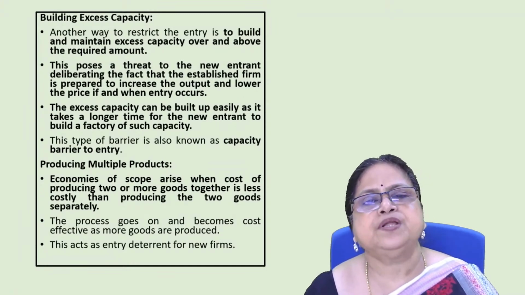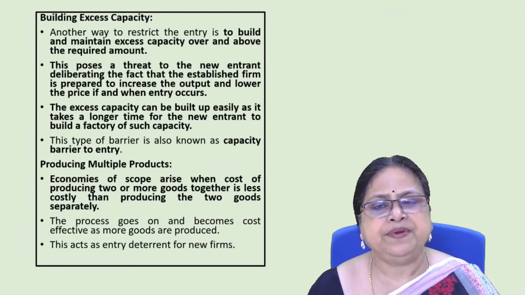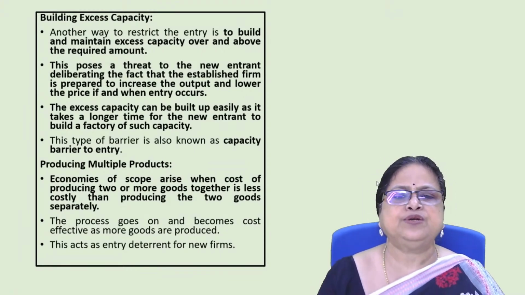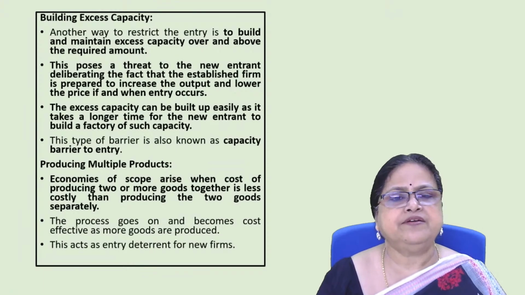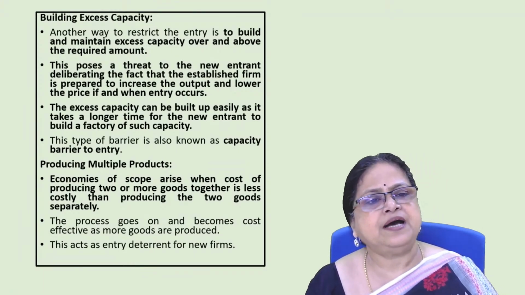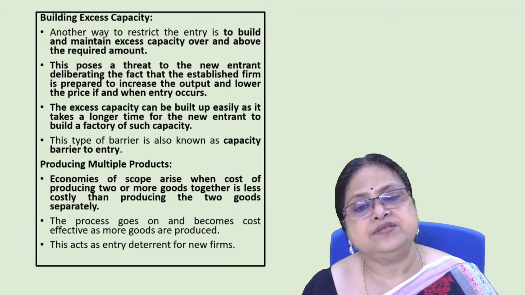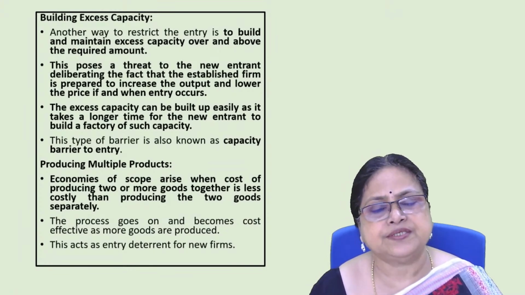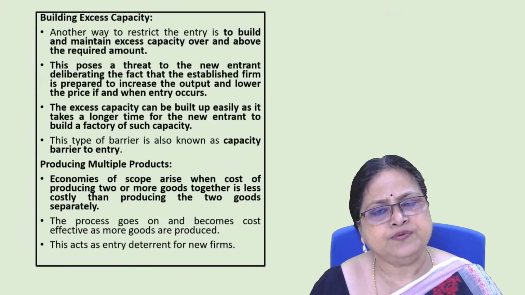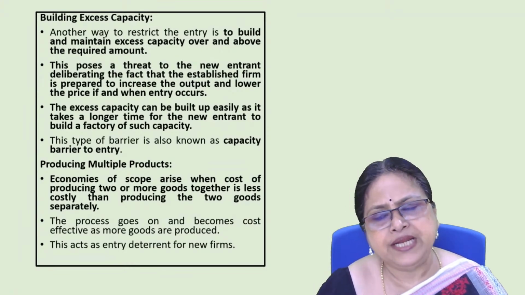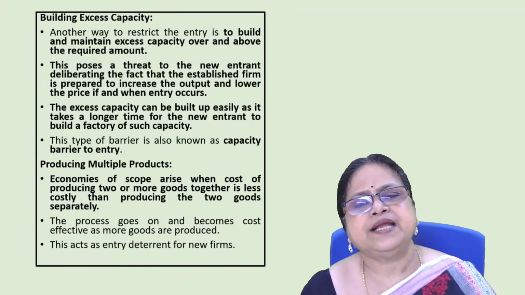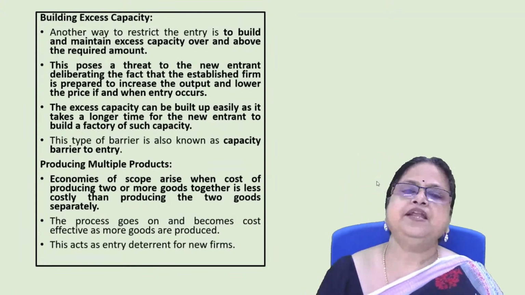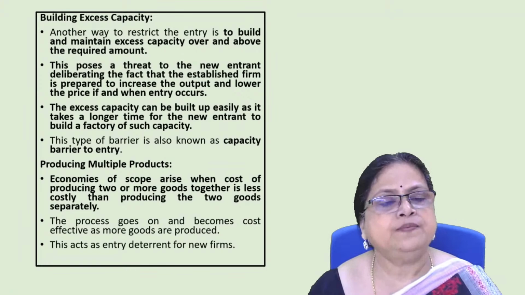The company will produce 1 lakh units and keep it with it so that you can sell it later. This poses a threat to the new entrant, delivering the fact that the established firm is prepared to increase the output and lower the price if and when the entry occurs. The existing firms will produce them and keep it with them. When a new firm enters, they will try to sell those products at a lower price. Then it is very difficult for the new firm to enter.